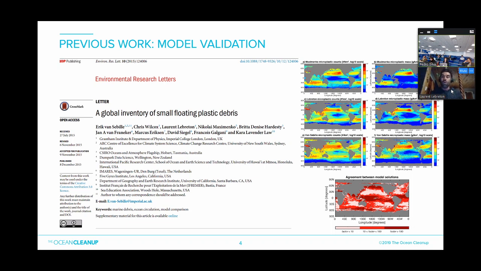More importantly, we compared how well the models were agreeing and how well they were disagreeing. We found that the models pretty much agree in large scale accumulation zones, and that's also where we have most data, because most of this data has been collected over the years by do-gooders and NGOs and people interested to go and sample where plastic is, right?